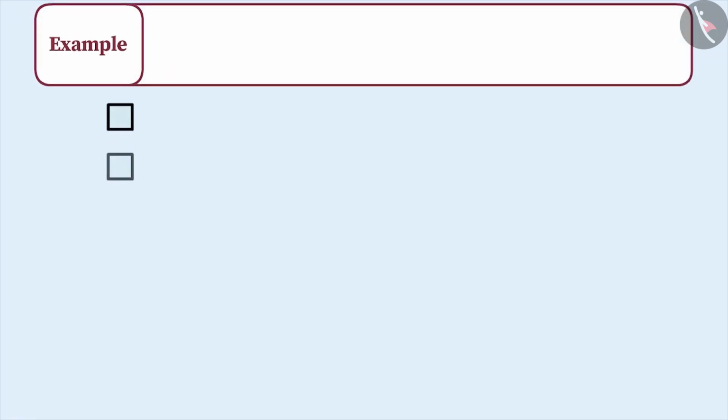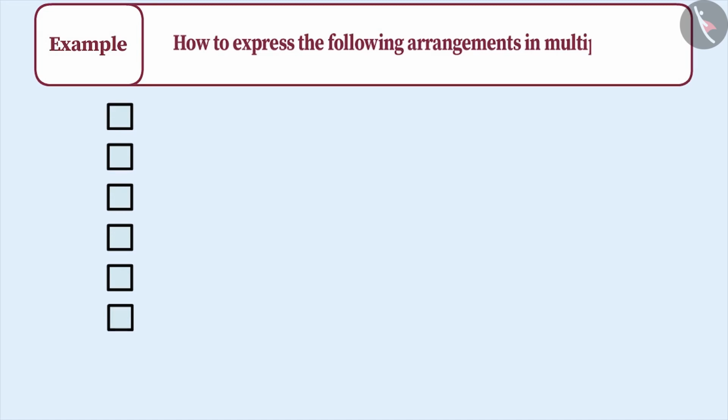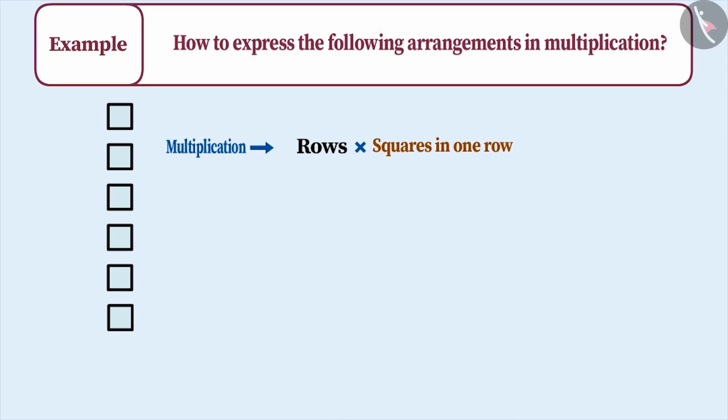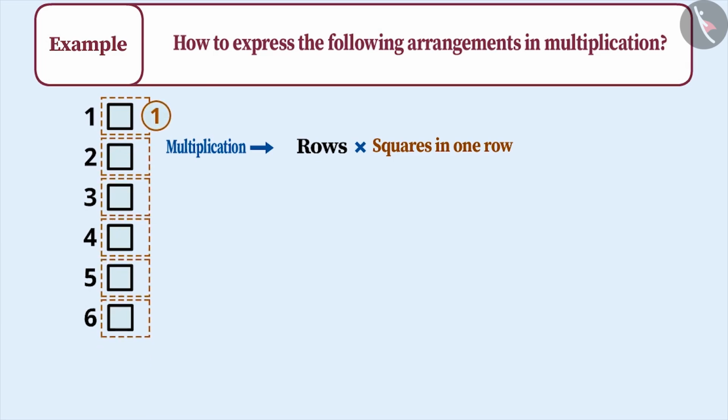Next example. How to express the following arrangements in multiplication. Here we have some rows of squares. To express this in multiplication, we write the number of rows first and then the number of squares in each row. Here, the number of rows is 6 and each row has 1 square. So, we will express this in multiplication as 6 multiplied by 1.